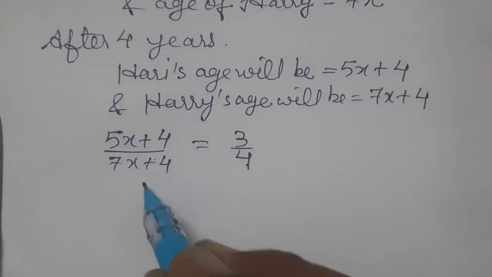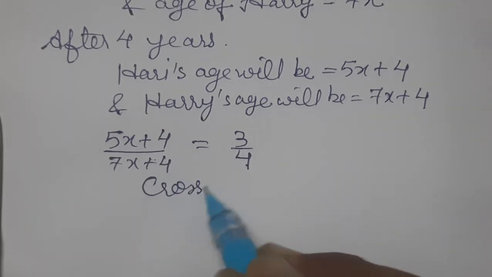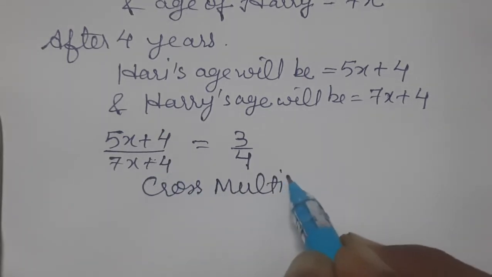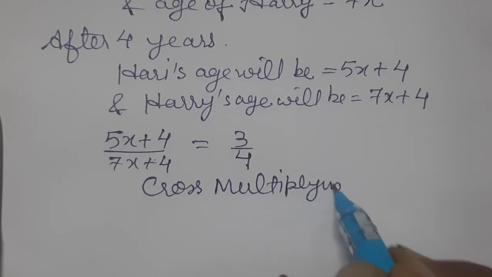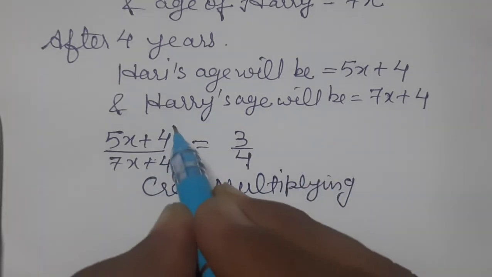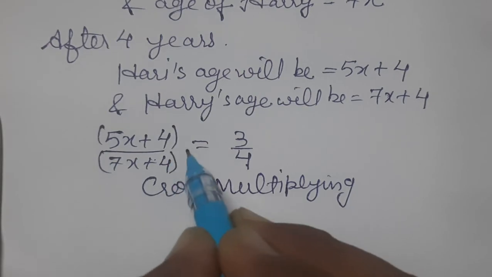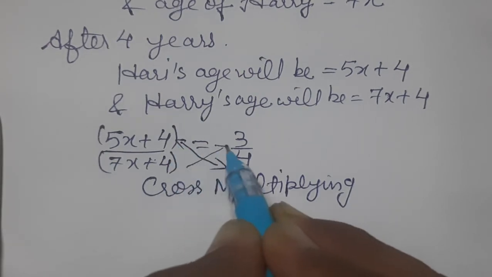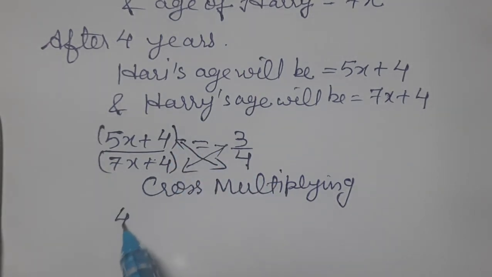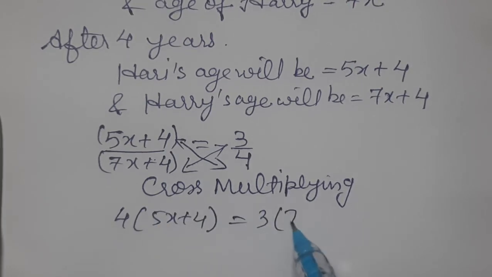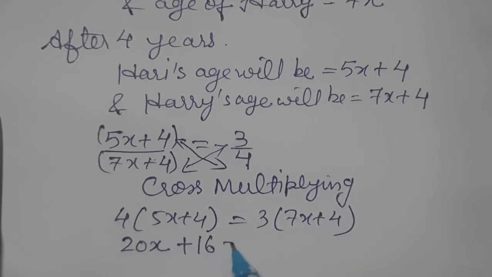So cross multiplying, again we have converted into cross multiplication. So cross multiplying, children. So again put bracket, otherwise it will be wrong. Put bracket and now cross multiply 4 with 5x plus 4 and 3 with 7x plus 4. Now 4 5s are 20x, 4 4s are 16, 3 7s are 21x and 3 4s are 12.